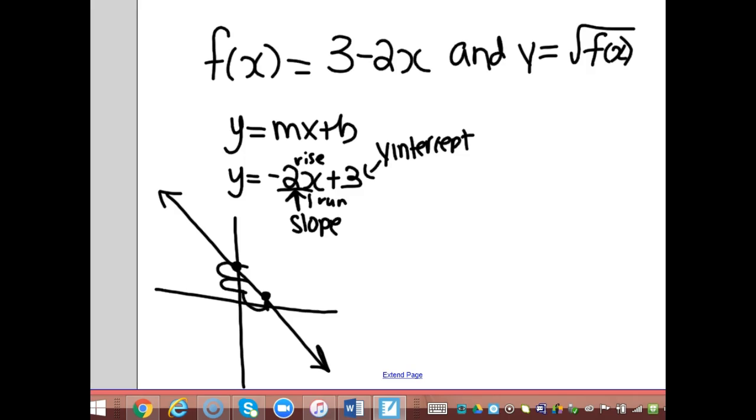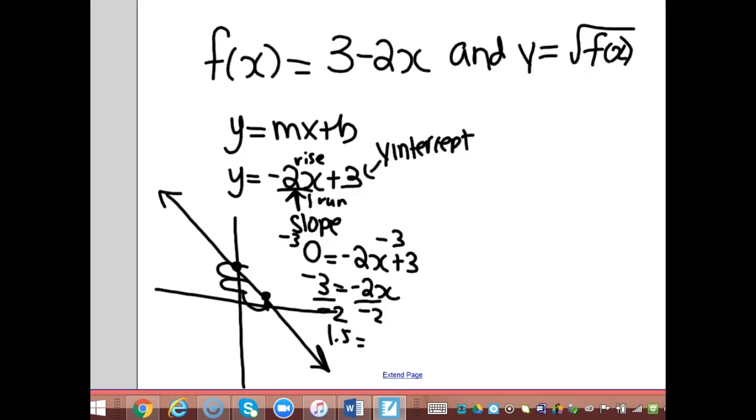And if we wanted to see where it's actually crossing on the x-axis, we could just put 0 in for y, and we'd have minus 2x plus 3, and we minus 3 over, and then we have a minus 2x, and we divide by minus 2, and we end up with 1.5 equals x. So that means it's crossing at 1.5.